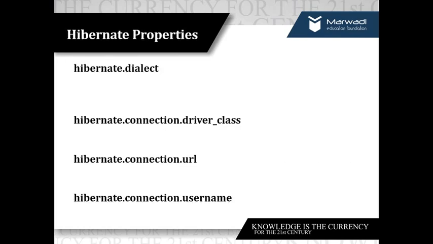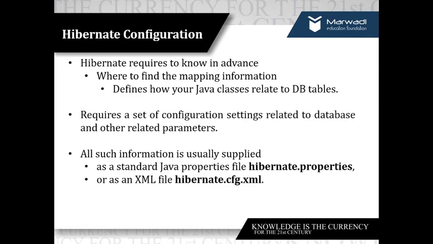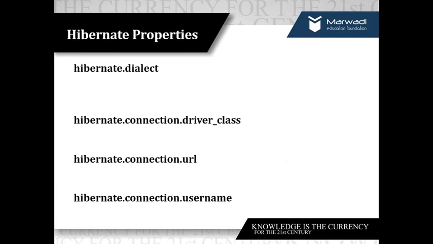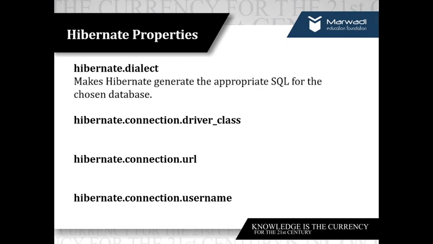And there are dialects also. These are the properties that we use in our configuration file, that is in the hibernate configuration file. The first one is the dialect, then comes connection.driver_class, connection.url, connection.username, and there are many more. Let's see. The dialect basically helps you generate appropriate SQL according to the chosen database. So it selects a particular dialect to interact with the underlying database.